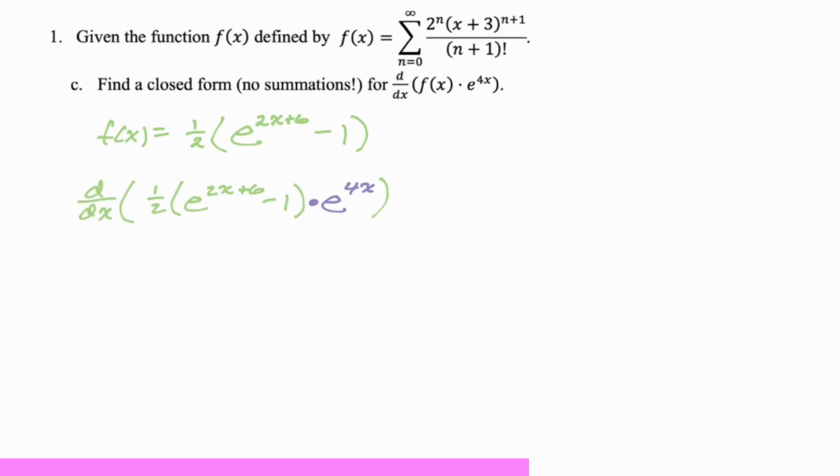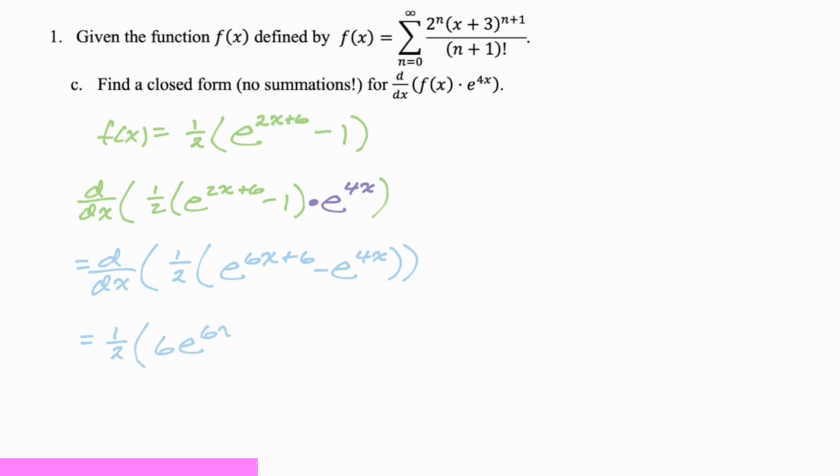Before I find that derivative, I'm just going to distribute the e to the 4x because it just makes everything a little bit easier. So that'll be 1/2 quantity e to the 6x plus 6 minus e to the 4x. And now it's just find the derivative, right? So we got 1/2 times 6 e to the 6x plus 6 minus 4 e to the 4x. And then you can distribute the 1/2, and you will get 3 e to the 6x plus 6 minus 2 e to the 4x. I mean, it's really not that bad, I don't think.